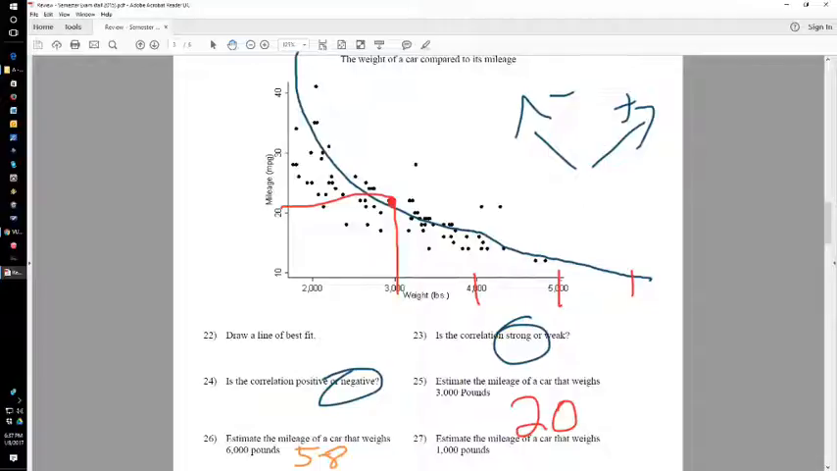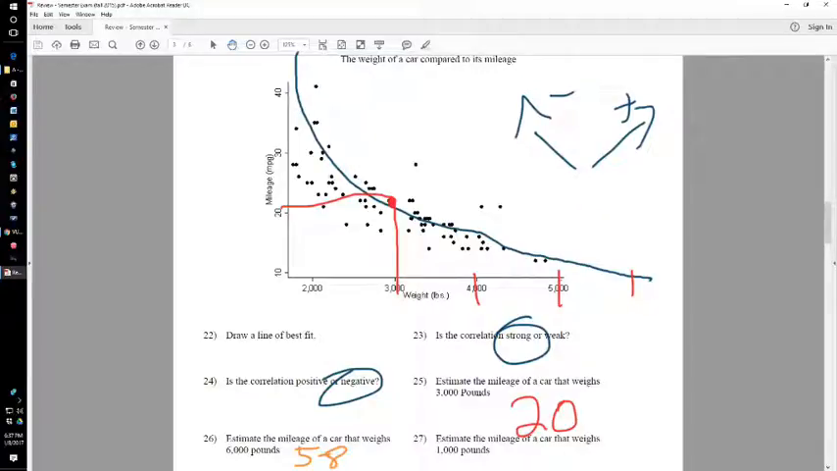And again, the test is not going to ask whether it's 5.2 or 5.3 or 5.4. That's not going to happen. Nobody expects that. Last one, not least, estimate the mileage of a car that weighs 1,000 pounds.